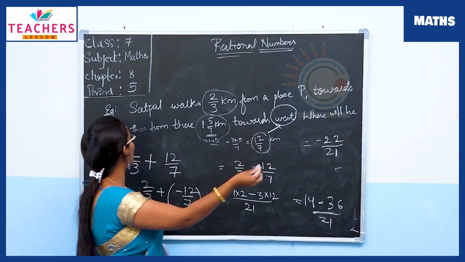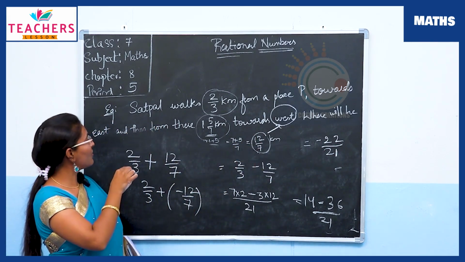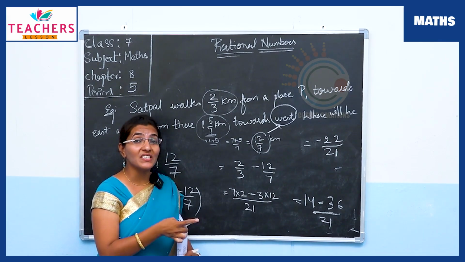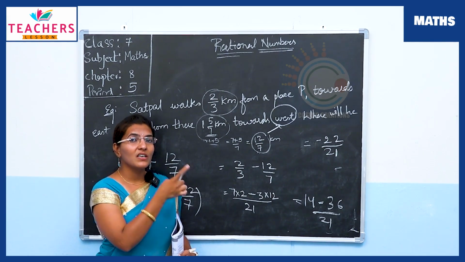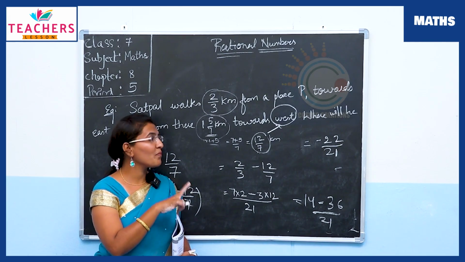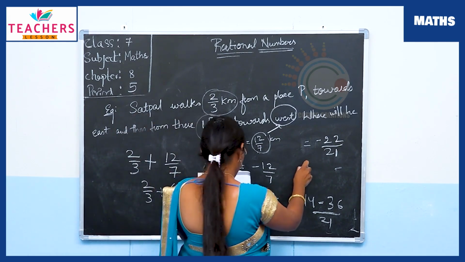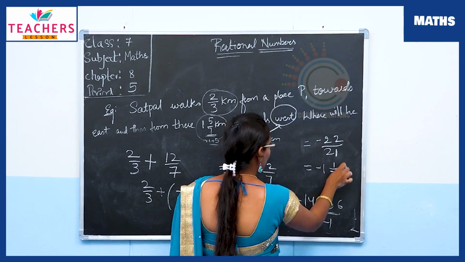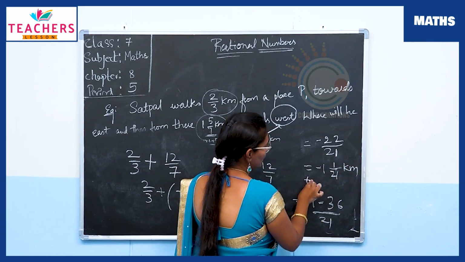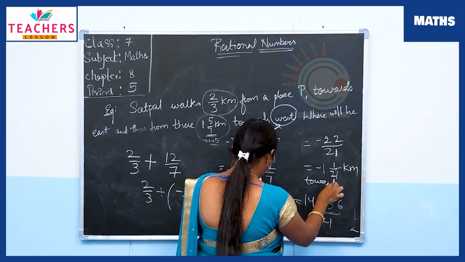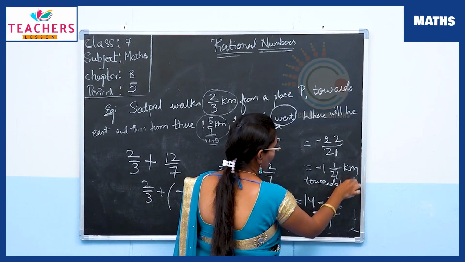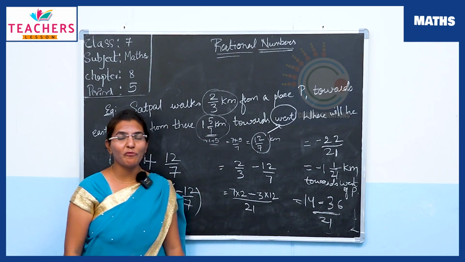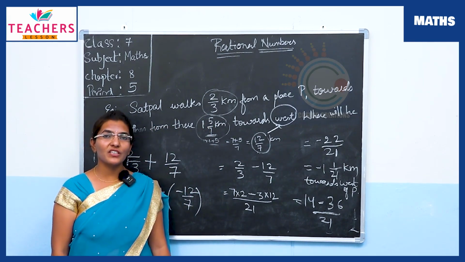Okay. So where will he be from the point P? He is going to be towards the west side because we got the answer in negative. So minus 22/21 is what we can simply write as minus 1 1/21 kilometers, yes, towards west of P. Clear, right? Understood, right, the problem?